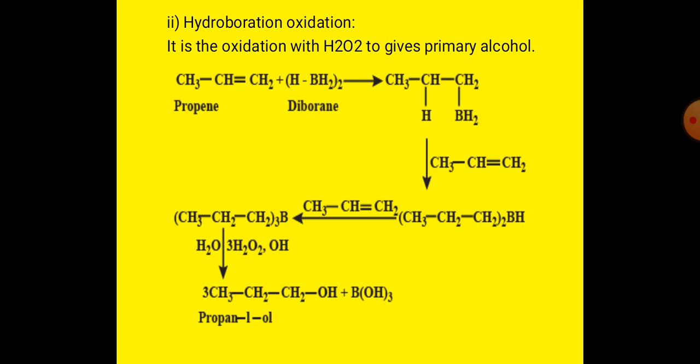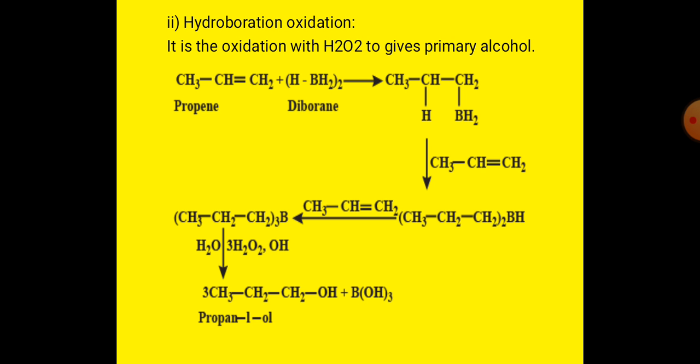Boron hydride readily adds to alkene to form trialkyl boron, which on oxidation with alkaline aqueous H2O2 gives primary alcohol. Diborane, that is B2H6, adds to alkene as boron BH3.